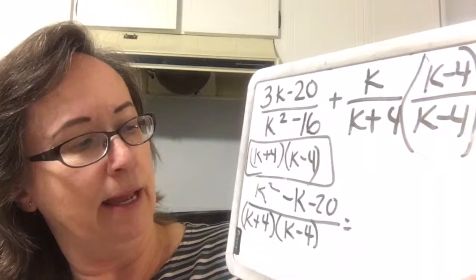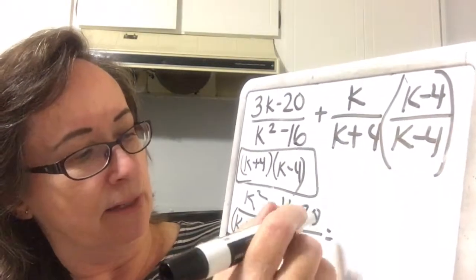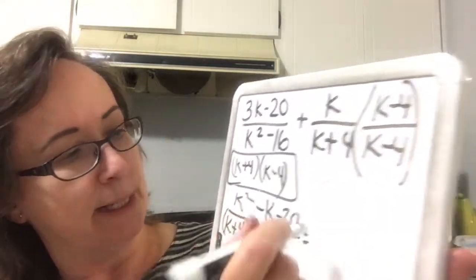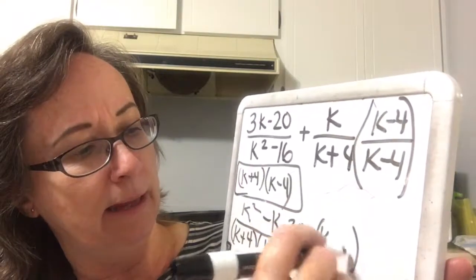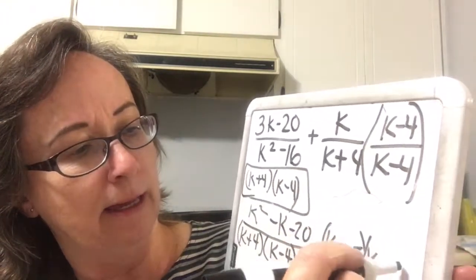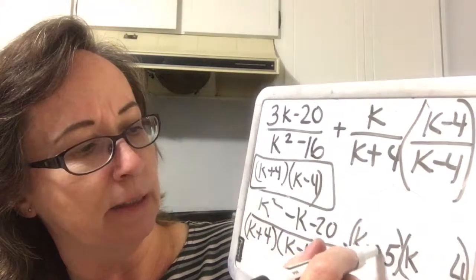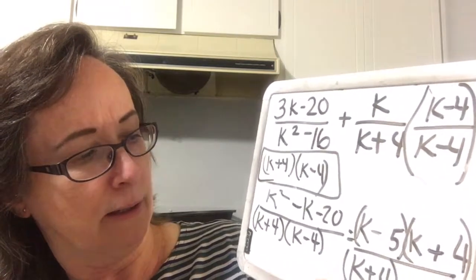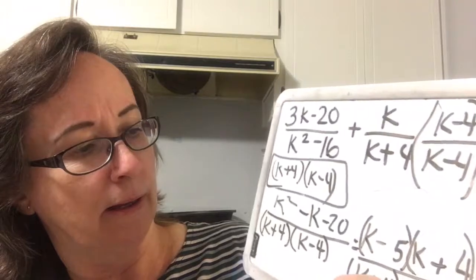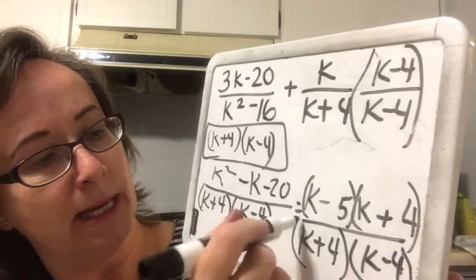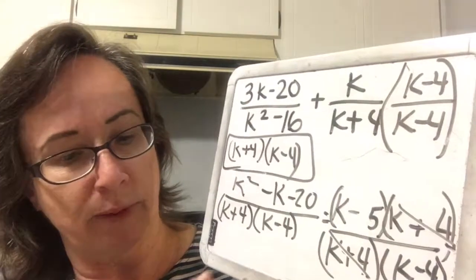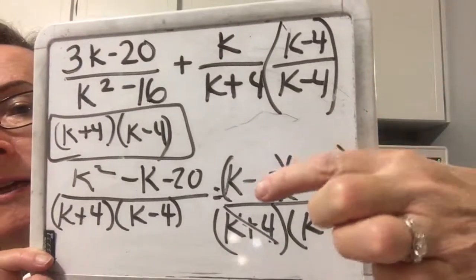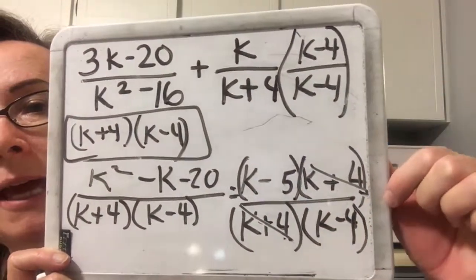And now this numerator, it's got a minus here, so we're looking for a difference. And I'm going to use 5 and 4 because the difference is 1. So we're going to have a k and a 5, a k and a 4. We're looking for a minus in the middle, so it's going to be minus and plus over k plus 4, k minus 4. And when we're done, these will cancel, and we are left with a k minus 5 over a k minus 4. So our final answer is k minus 5 divided by k minus 4.